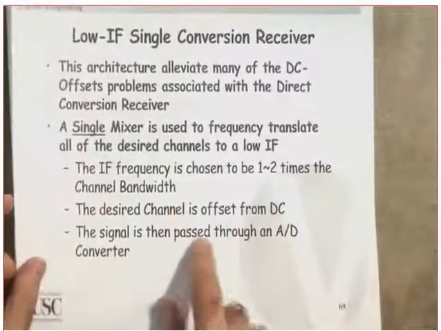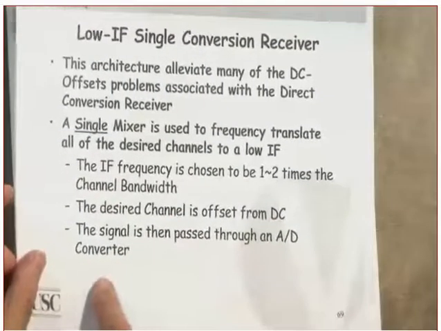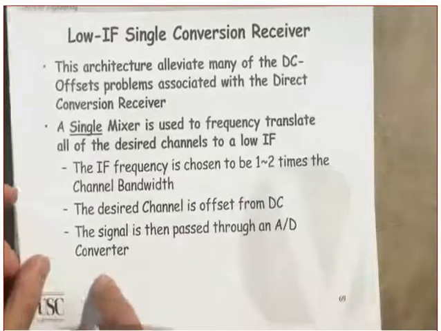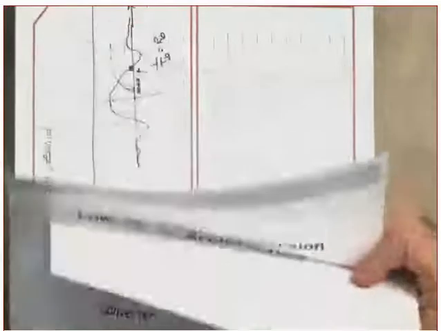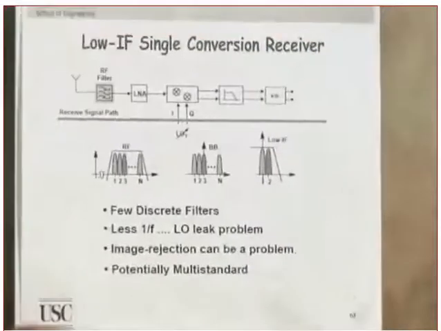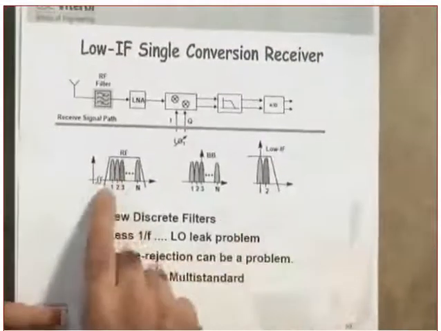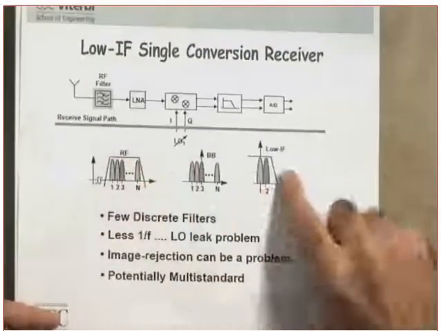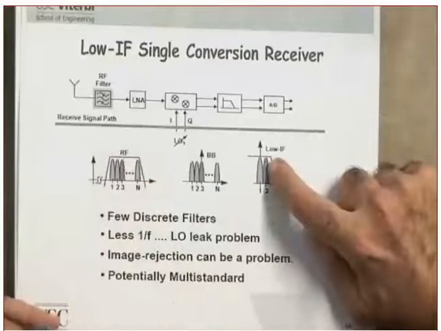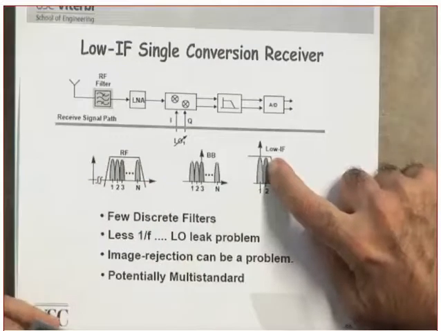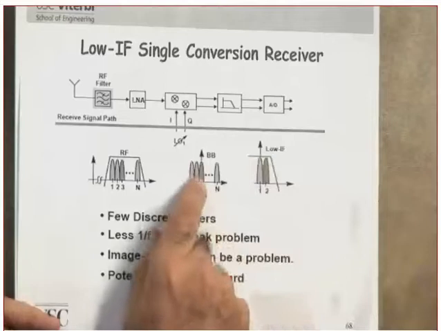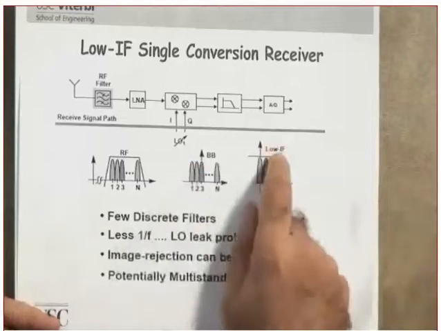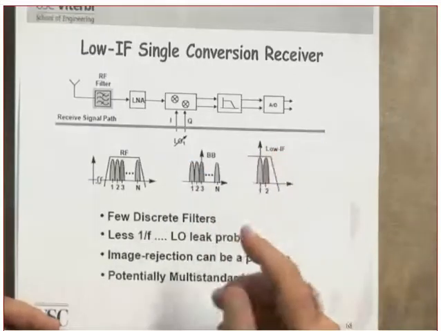The signal is again, of course, passed through an A to D converter. And this is the receiver. Where did I show you the receiver? Here. This is the receiver. Okay, so this is the RF. I'm going to down convert it. This is the desired channel. Sorry, this is the low IF. Are you following me or not? This is now the low IF, where this one is centered around the baseband. Here is centered around some low IF. Clear?